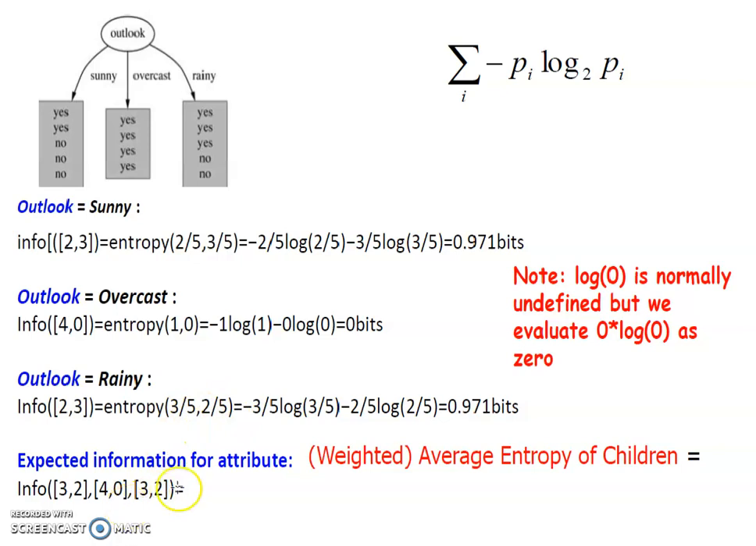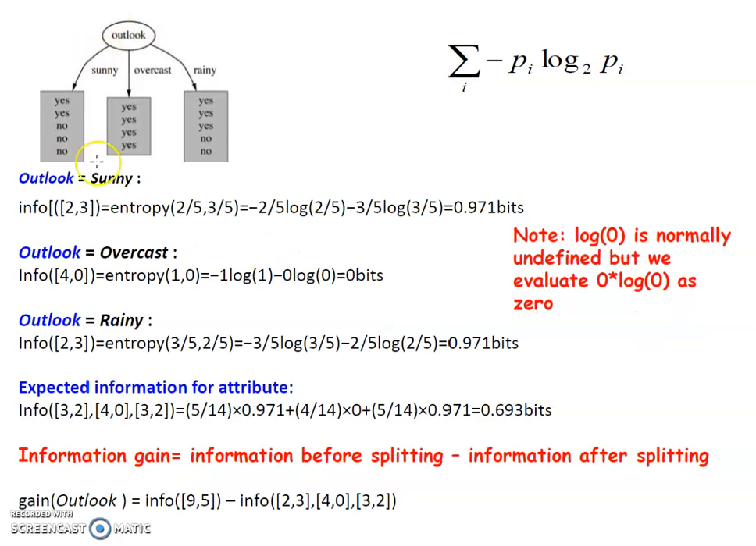Based on this, if you want to find the expected information for this attribute outlook, then it is the weighted average of its children. The children are sunny, overcast and rainy. So based on these 3 children values, you are going to determine the weighted average of the attribute outlook. Which can be given as the information gain before splitting and after splitting.